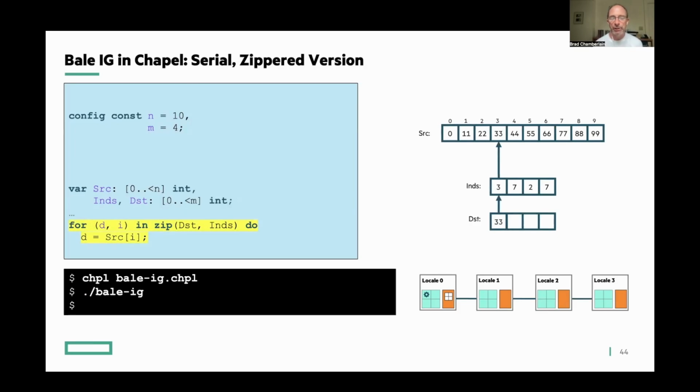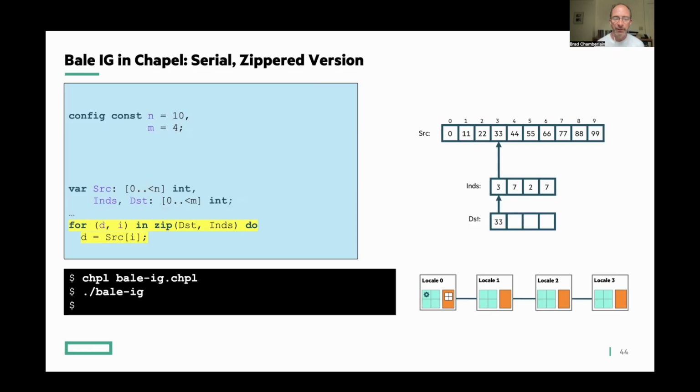Here what I'm using is what's called a zippered iteration. This is when you iterate over multiple things simultaneously. So here I'm saying iterate over my destination array and my indices array, calling the corresponding elements D and I respectively, and then assign to D element I of the source array. So again, this is a for loop, so this is a sequential loop, and this is only going to use a single core of a single compute node, but it'll march through these elements and do the computation as I requested.